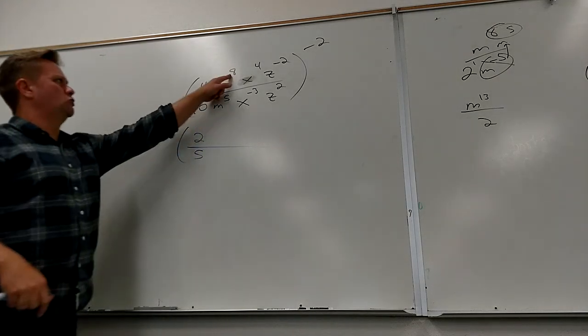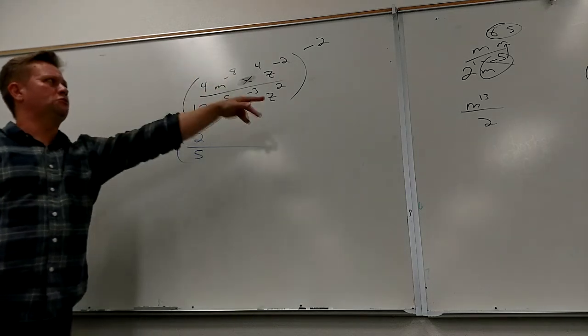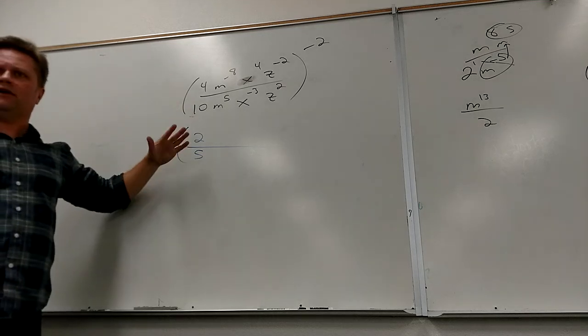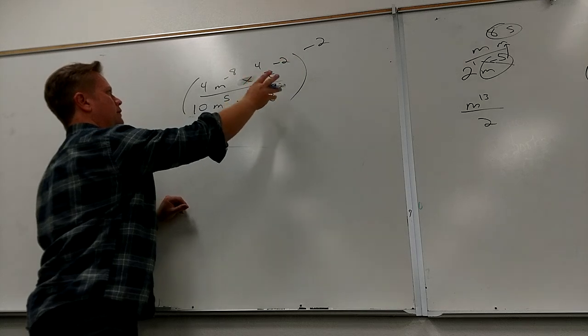Not negative 6, right? And don't say, well, you're going to subtract the... No, there is no 8. There is no 2. This is just 4 over 10. It's 2 over 5. You reduce it. What would I do next? What do you guys think I would do next?